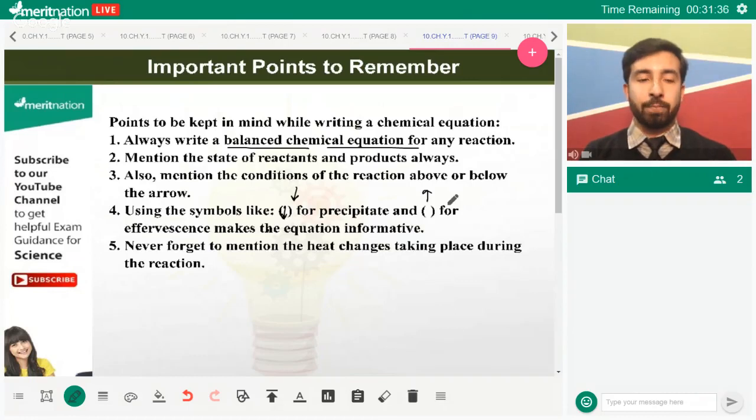And the last point is never forget to mention the heat changes taking place during the reaction. In order to tell whether the reaction is exothermic or endothermic, never ever forget to mention the heat changes which are taking place during the reaction. So that was about your important points to remember in the chapter of chemical reactions and equations.